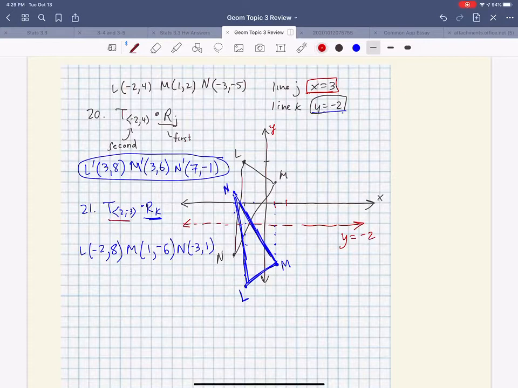So now I'm going to perform this translation. So that's when I can just add to my x values positive 2, and subtract 3 from my y values.